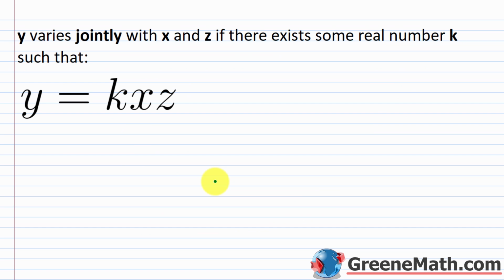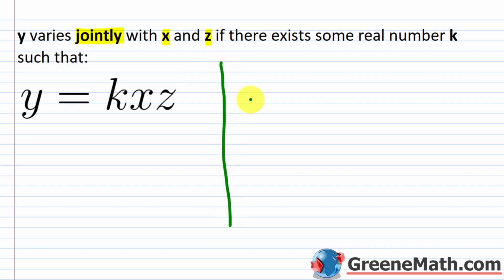All right, now let's talk about joint variation. So we have that y varies jointly with x and z if there exists some real number k such that y equals kxz. A common source of confusion when you see this wording is that people try to turn it into an addition, but really if you see y varies jointly with x and z, you're changing this into y equals kxz.